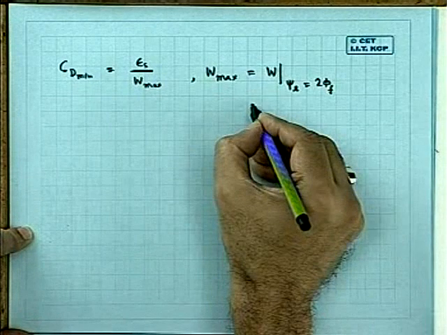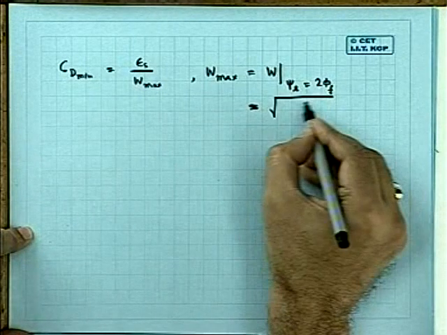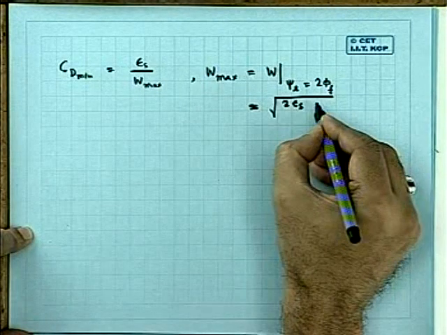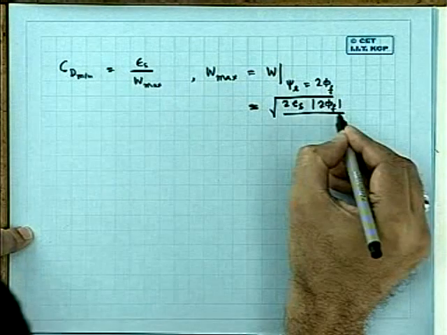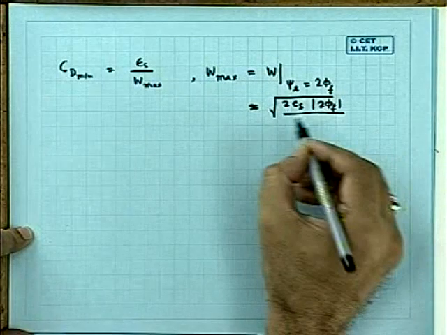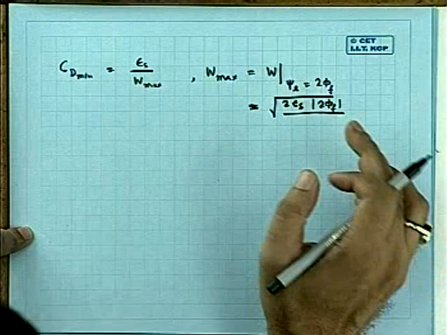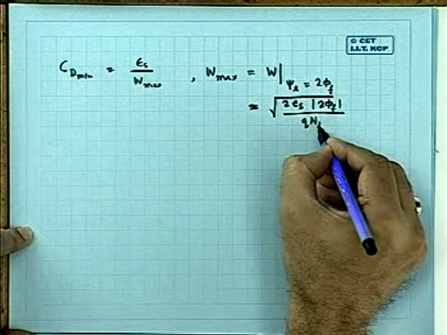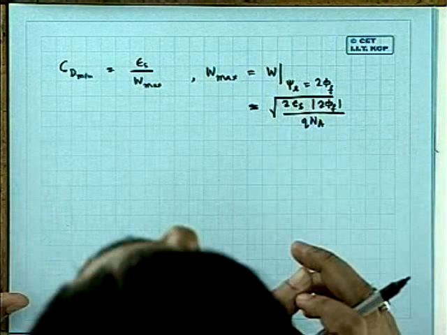That means it is equal to the square root of twice epsilon s into the modulus of twice phi f. I am always cautious to put the modulus sign. Why? Because it is a square root. By chance if it becomes negative, I am in trouble. This is not possible physically. It cannot be an imaginary quantity. Therefore, it is better to put that modulus sign always.